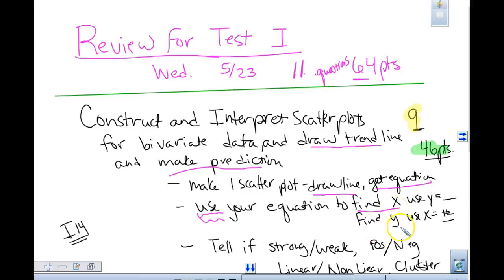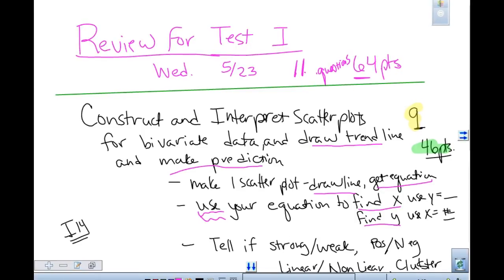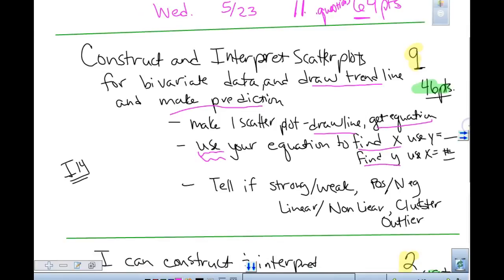Then I might say, well, now find the y value. Like, how many hits do you get if you are 10 feet away? And you're going to tell me the x value. Okay? So you're going to be asked to find both of those, and it is key that you use your equation. Like 4 points per question on that. So if you do it in your homework in I6, most of you will probably do it on a test.